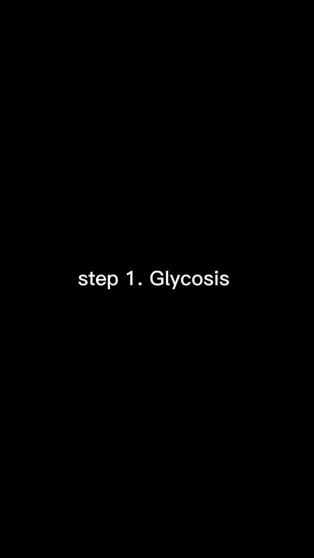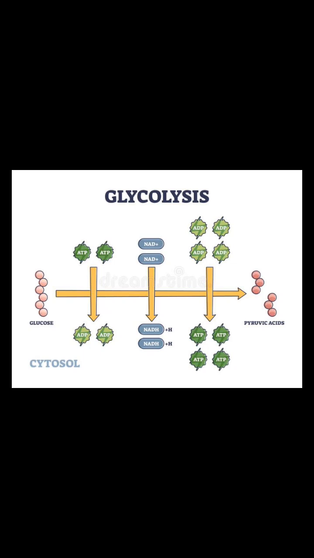Step 1. Glycolysis. During the first step of cellular respiration, glucose, a simple sugar, enters the cell. The yeast uses the glucose and creates 2 ATP, 2 NADH, a molecule that carries electrons to be used later, and 2 pyruvate needed for the next step.